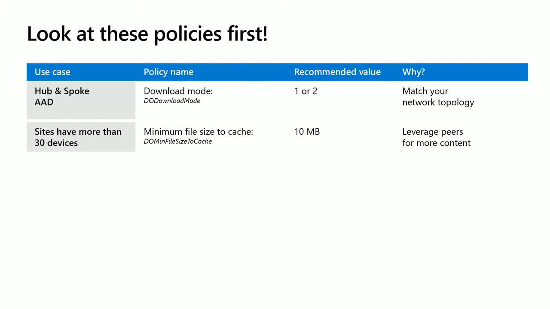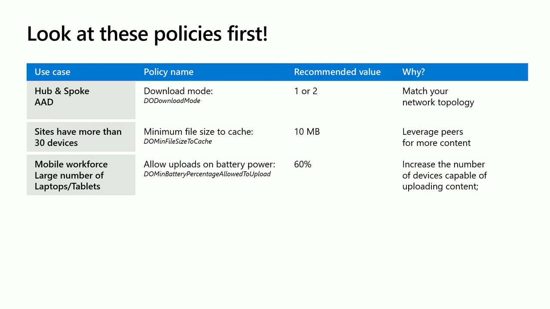The other setting is reducing the minimum file size that we cache. By default, we only do peer-to-peer activity for files that are larger than 50 megabytes. So typically, this is a policy that you would want to set right out of the box in your deployment. Mobile workforce, if you have a lot of people with laptops, by default, we don't do any peer-to-peer on battery. At Microsoft, I think almost all of us have laptops, so our IT definitely sets that policy, and it just boosted up the performance once we did that.